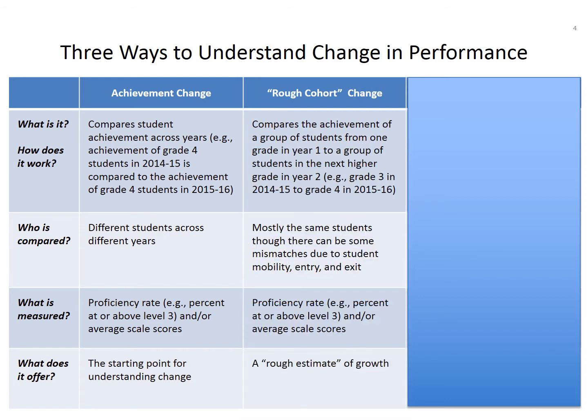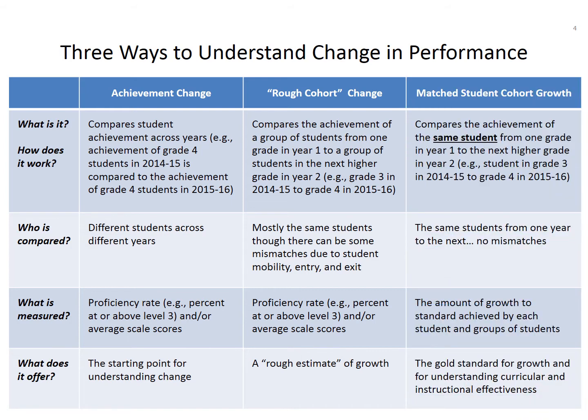The second approach is something we refer to as the rough cohort approach. In this approach, for example, a superintendent may compare the proficiency rate of this year's 4th graders to that of last year's 3rd graders. If your district experiences little student mobility, and almost all students are promoted from one grade to the next each year, most of the students will be the same across years. However, if your district experiences high student mobility, a greater percentage of students across the 2 years will be different.